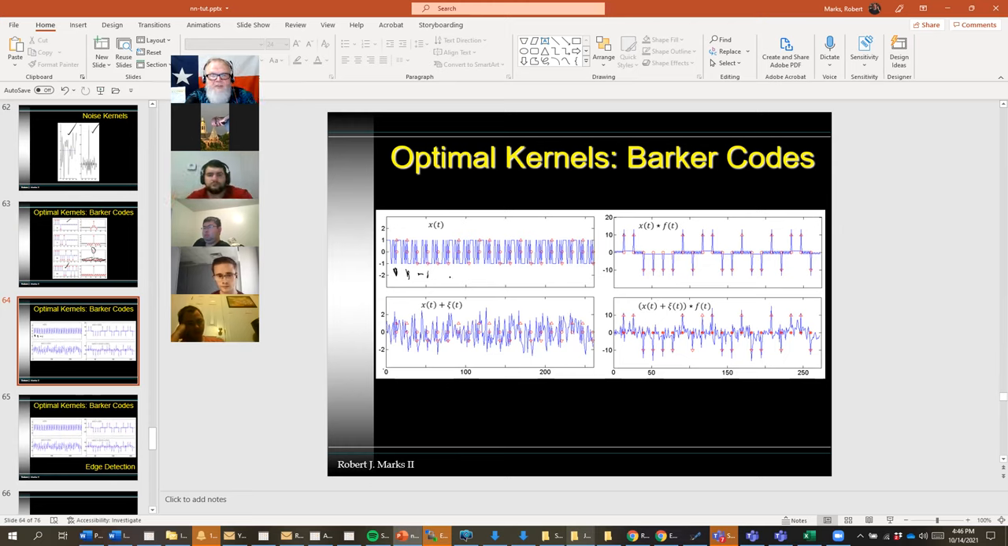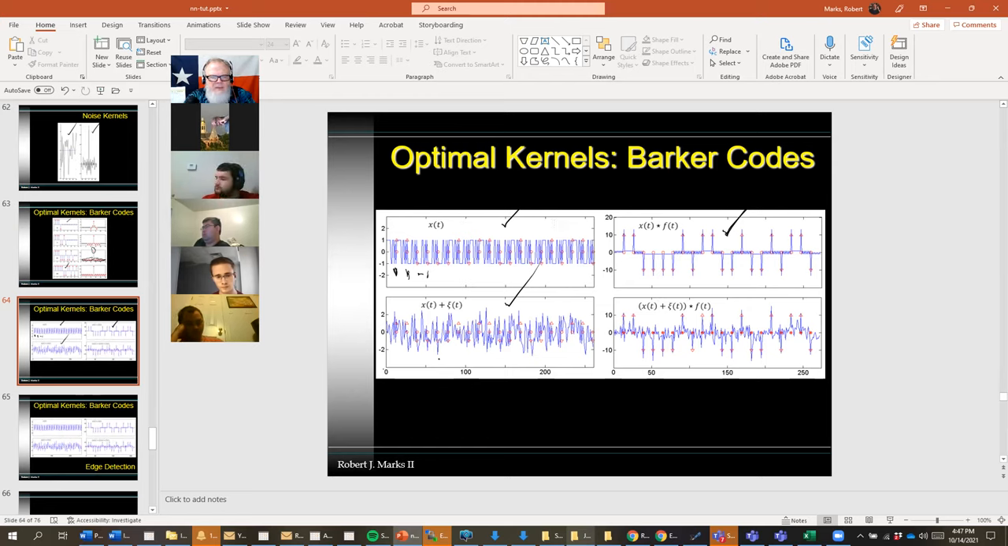And if you do the noiseless variation of this, you get the result which is shown here. Just a beautiful result. You get a very nice reconstruction. If you perform a correlation of this with a Barker code, you get this beautiful correlation that you have out here. But of course, we're interested in what happens if you add noise.